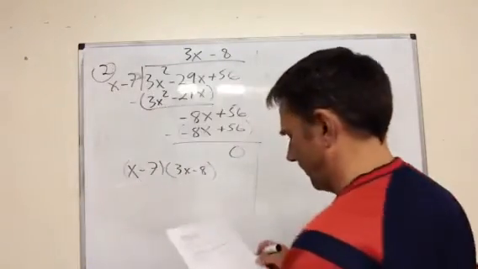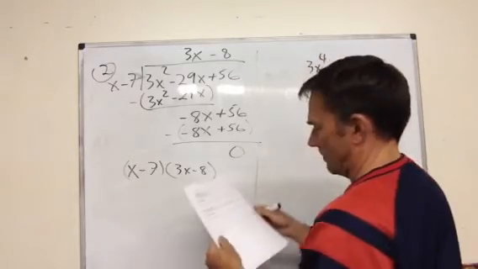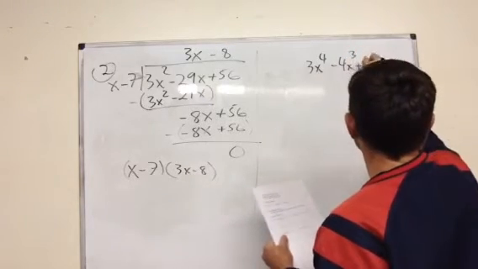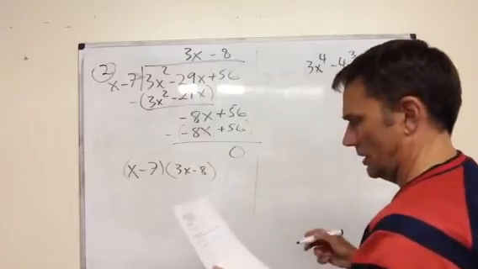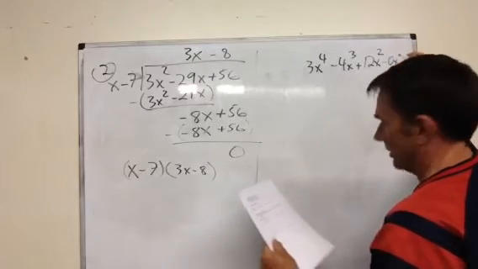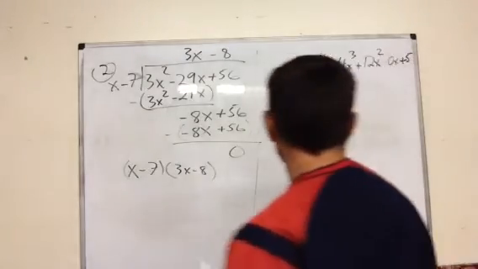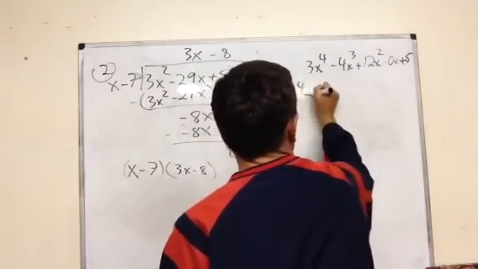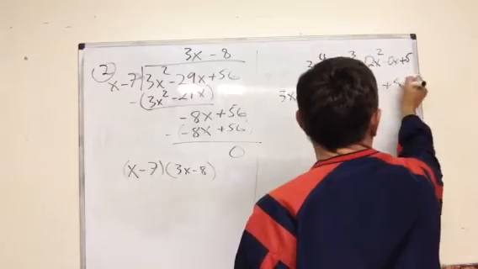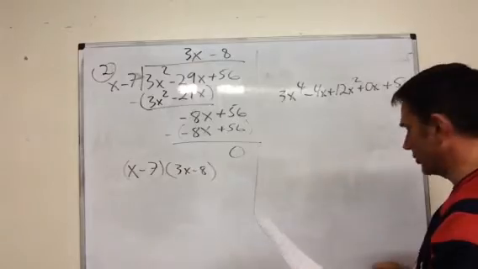Here's number 3. A little bit bigger. 3x to the 4th minus 4x to the 3rd plus 12x squared. Now there's no x's in the next problem, so we have to put in 0x. And then finally, plus 5. Okay, let me put this out a little more so we can see it. Now we want to divide this by x squared plus 1.